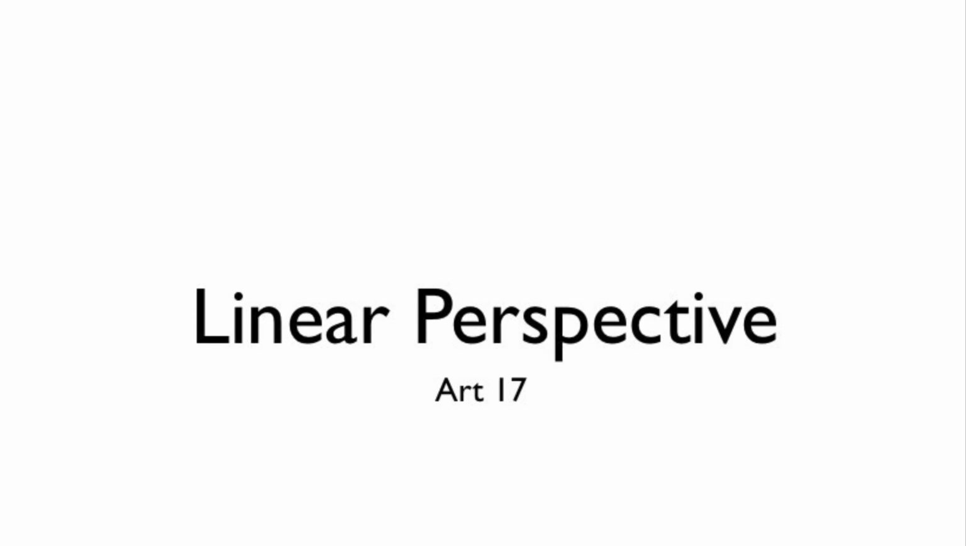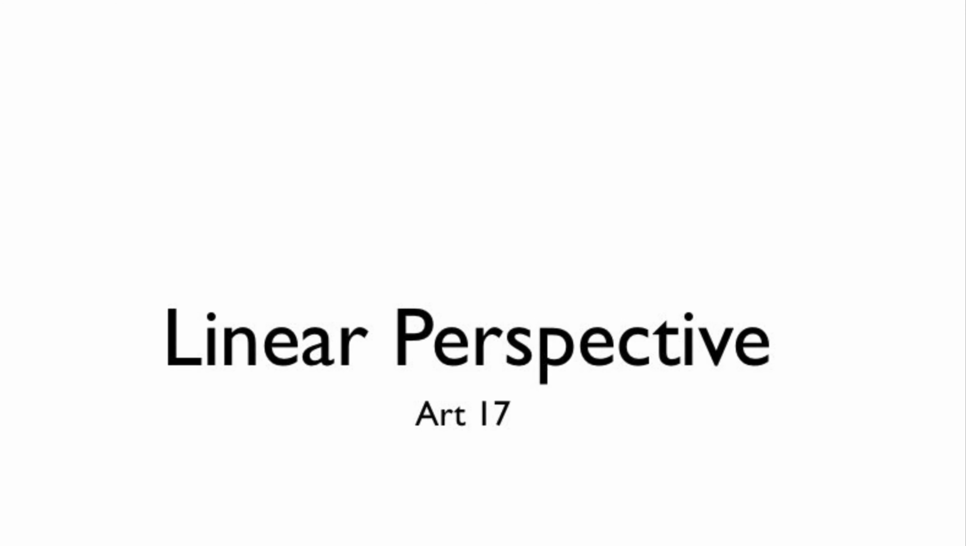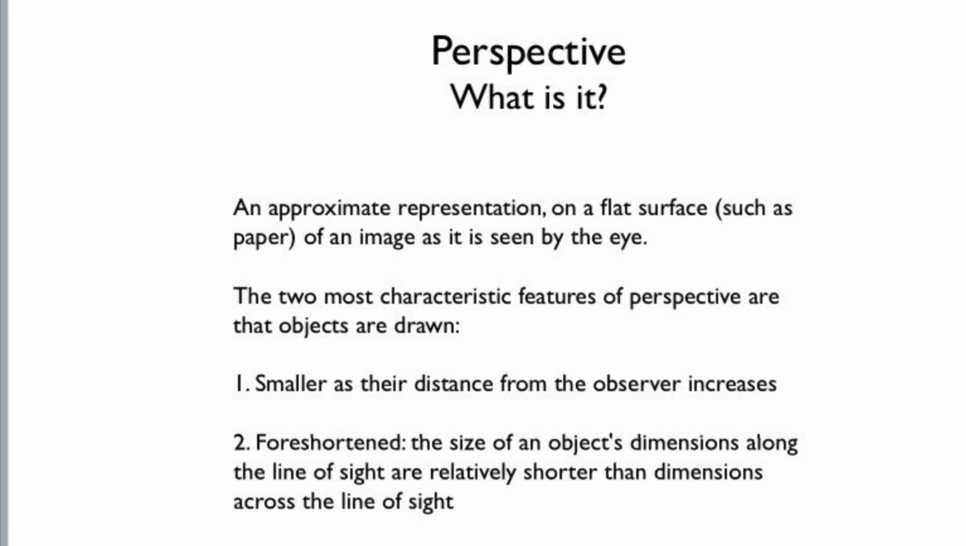Okay, class, today we're going to talk about linear perspective. Perspective, what is it? An approximate representation on a flat surface, such as paper, of an image as it is seen by the eye. The two most characteristic features of perspective are that objects are drawn, 1, smaller as their distance from the observer increases, and 2, foreshortened. The size of an object's dimensions along the line of sight are relatively shorter than the dimensions across the line of sight.